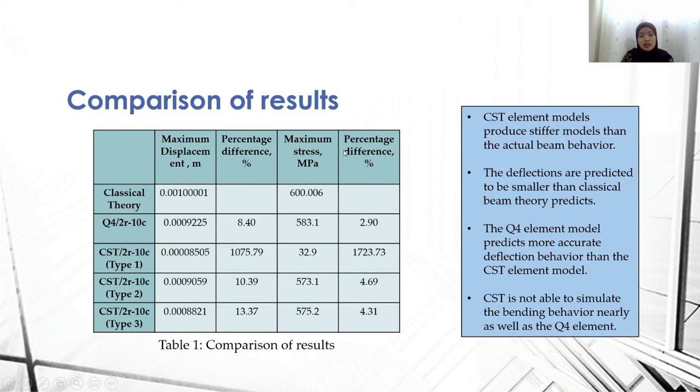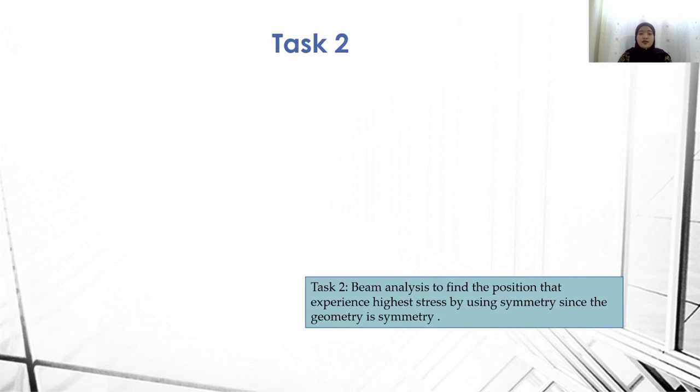But here we can see in terms of maximum stress for the CST 2 row 10 column, as the type increases, the percentage difference decreases, meaning the value of the maximum stress becomes closer to the classical theory value. Moving on to task 2.